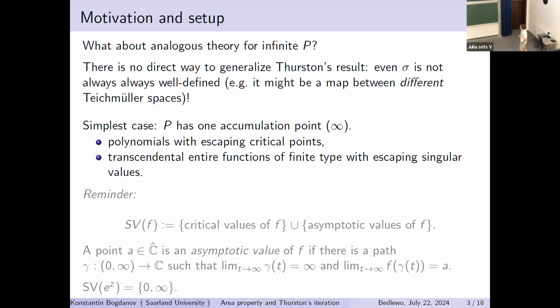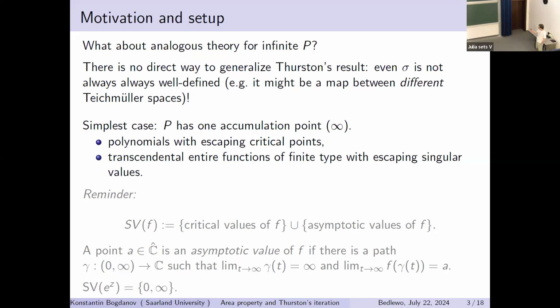Okay, so we would like to focus on the simplest case when P has only one accumulation point. Let us agree that this is infinity. And then the natural cases to consider are polynomials with all critical points escaping, and transcendental functions of finite type with escaping singular values.